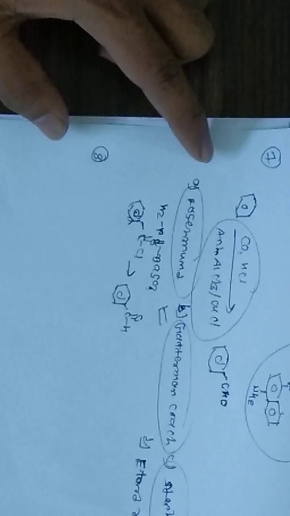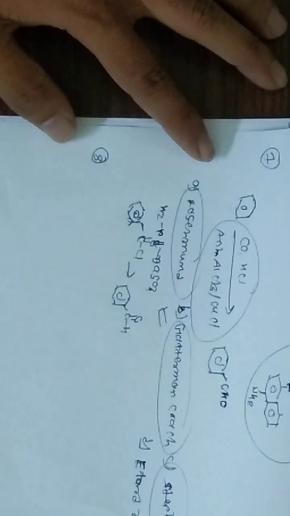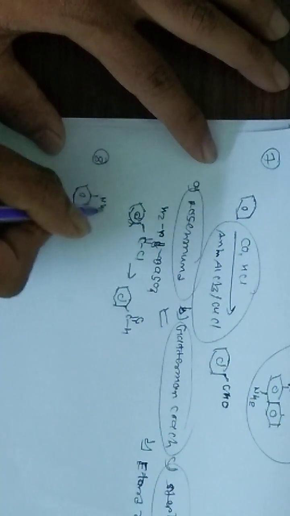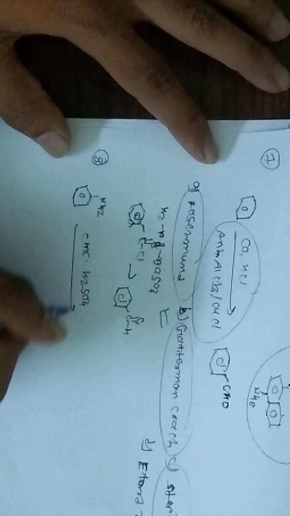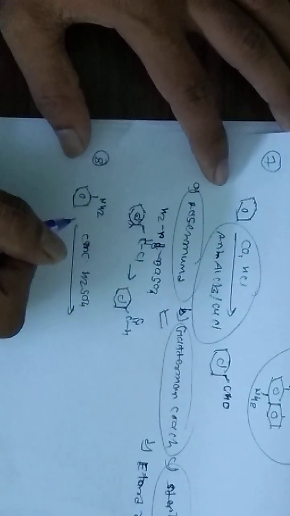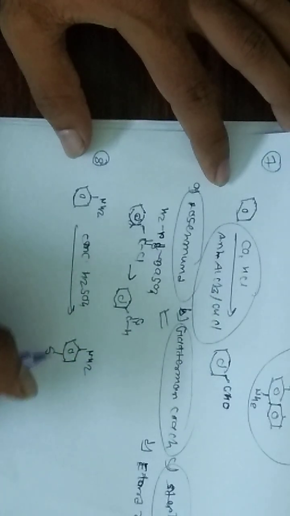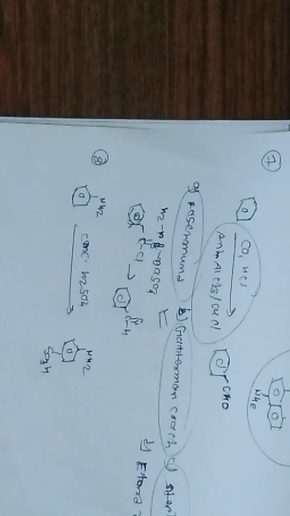In that question two statements are given. The first one is that aniline reacts with concentrated H2SO4 followed by heating at 453 Kelvin to give para-aminobenzenesulfonic acid. First statement is aniline is reacted with concentrated H2SO4 and gives para-aminobenzenesulfonic acid, SO3H, which gives blood red color in the Lassaigne's test.